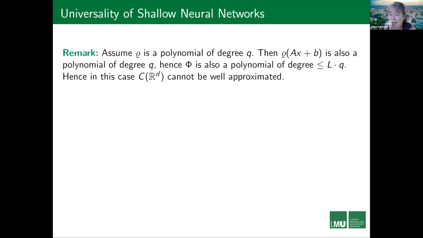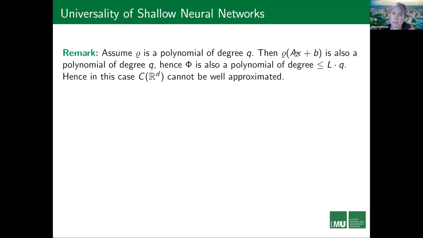So there's a very classical result concerning neural network approximation, which is the universal approximation theorem. But let us start very slowly and look at this remark. We have here our activation function. Let's assume the activation function is a polynomial. And then we have the weight matrices and the biases.